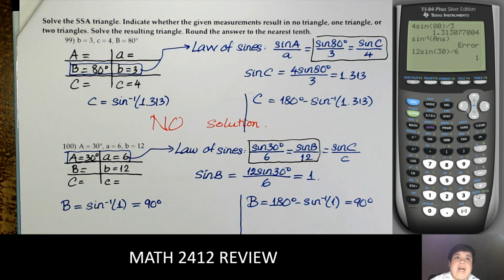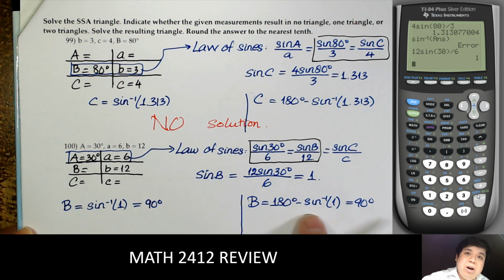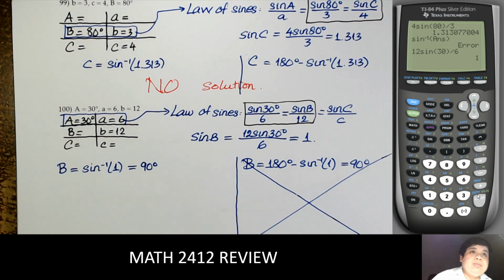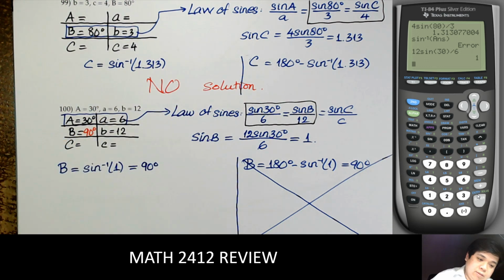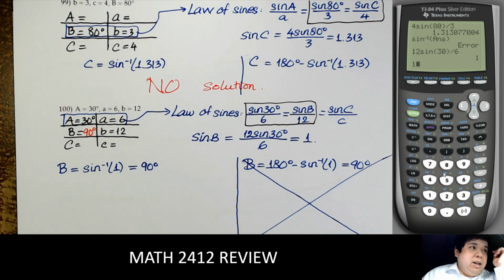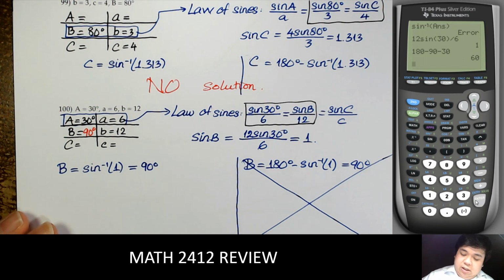So those two scenarios actually are the same, because 90 degrees. So pretty much we can just work on one of them. So we have one solution. So just going to work with this. 90 degrees is angle B. And then A plus B plus C is 180. So 90 and 30 subtract from 180, and we have 60 degrees.